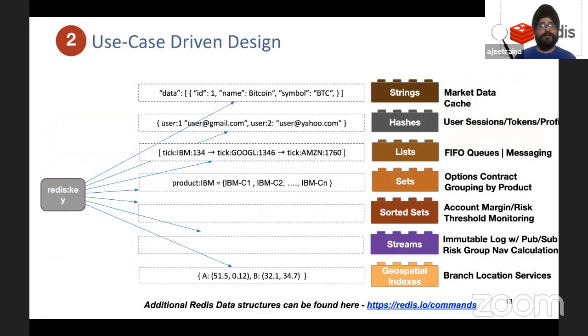Now, why do we need all these data structures? Because there is always a use case attached to each. Think of market data cache, where you use strings, or you want to know the number of unique visitors, where you use sets. Then for account margin or risk threshold monitoring, you have sorted sets. Geospatial indexes is something I'm going to show you in the demo, where I'll show you how you can track a brewery shop on the map.